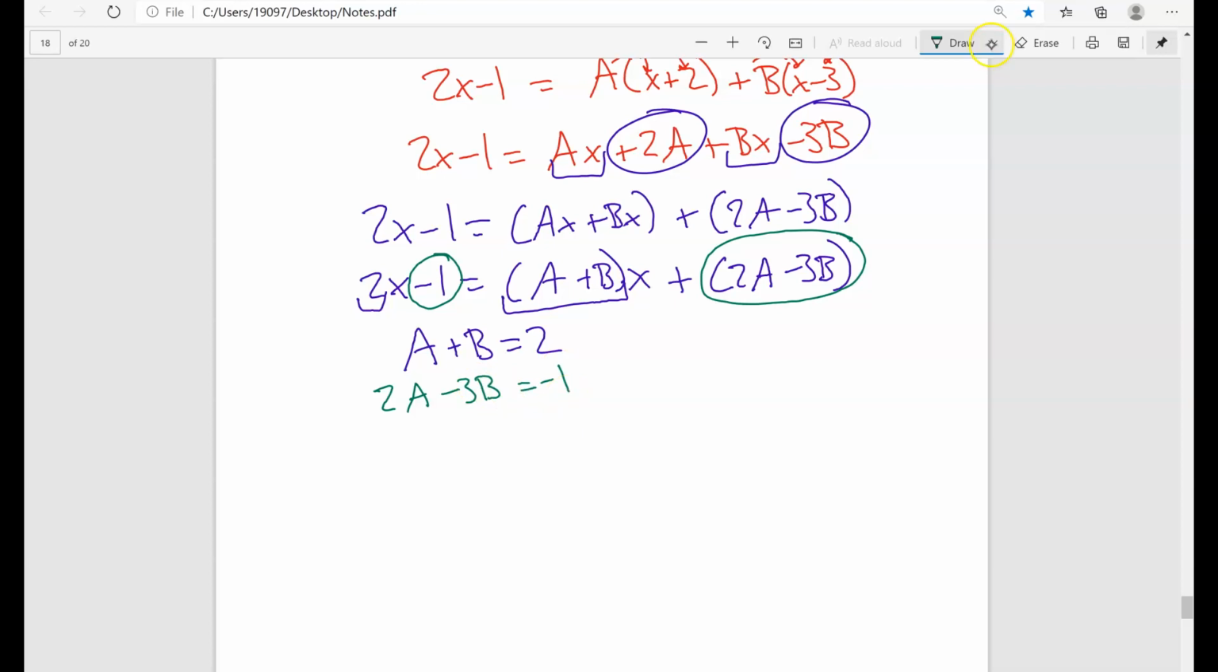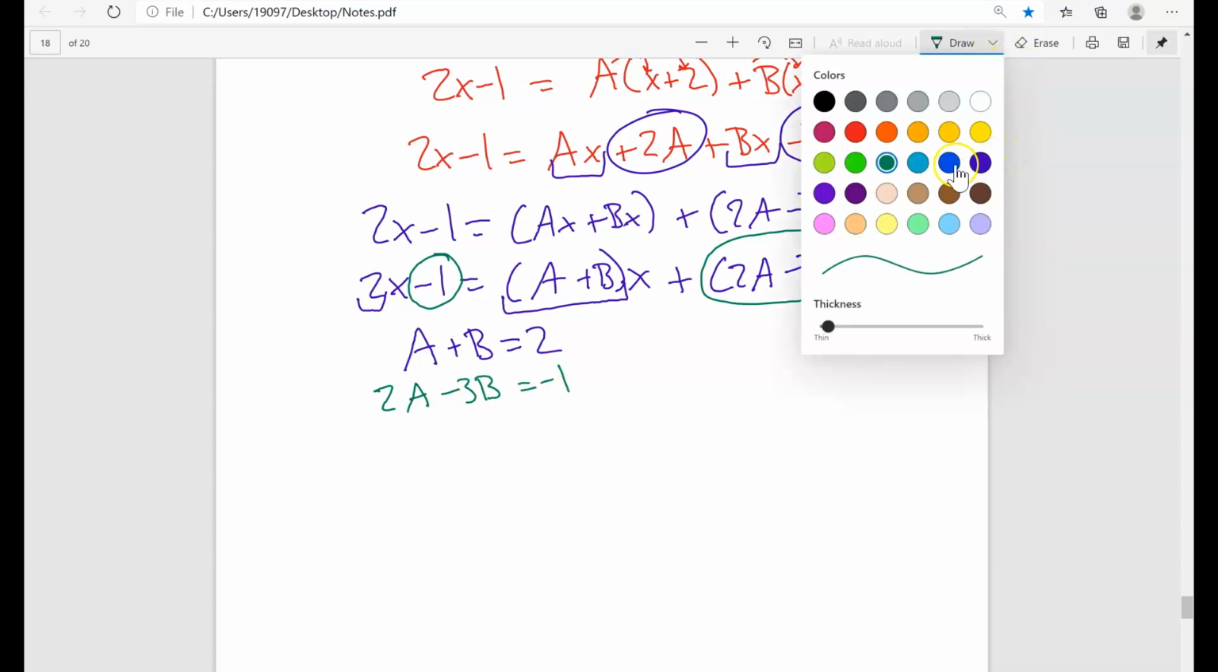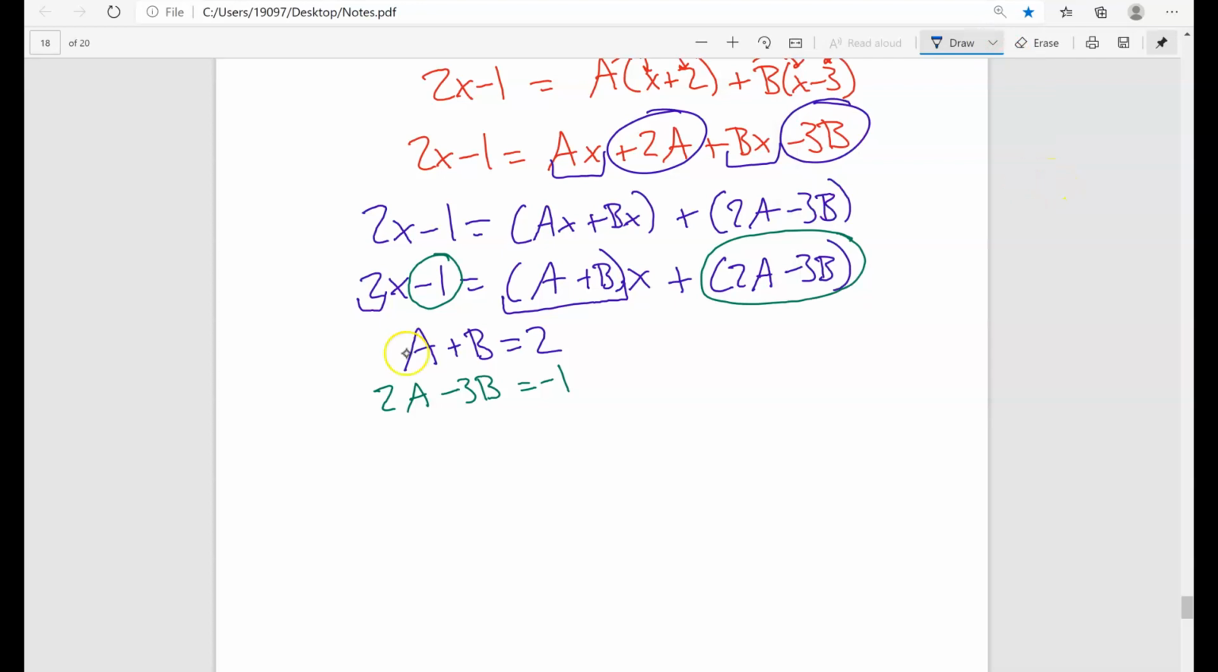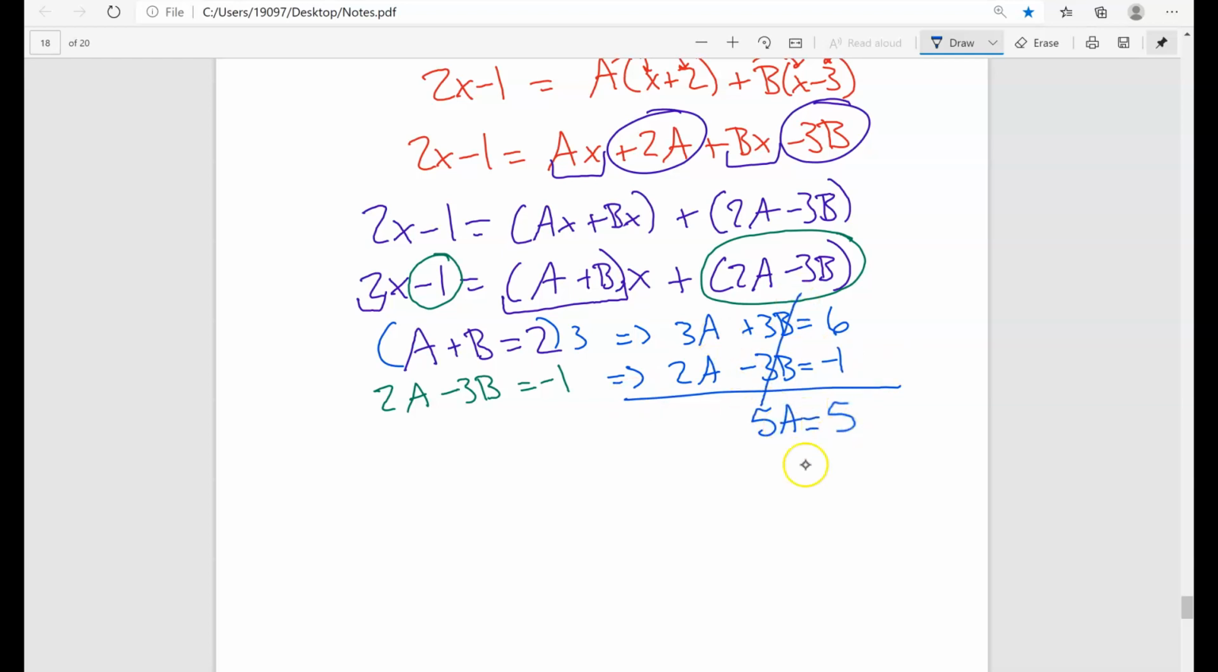Okay, now at this point, what we're going to do is multiply this one out. The first one, I can multiply by 3. So I'm left with 3A plus 3B equals 6, and the other one is 2A minus 3B equals negative 1. So the B terms go away, and I'm left with 5A is equal to 5. So then A equals 1. All right, so we got our A.